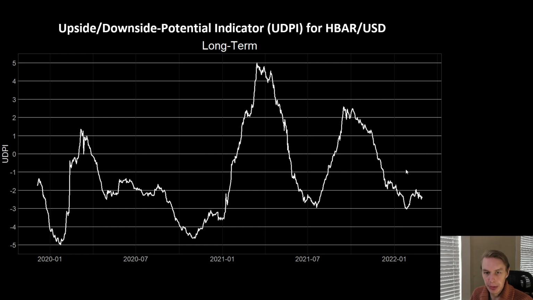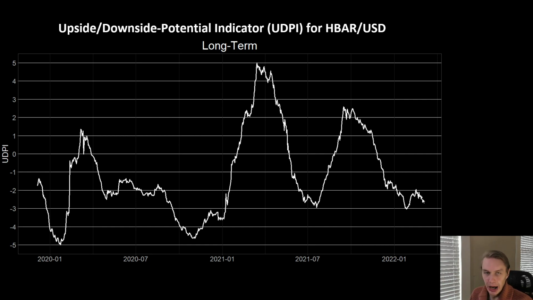I think we can see this a little bit more clearly if I show just the raw output of the model across time. So this is the UDPI level here on the y-axis, and then just across time here. And we can see that we're actually at a very similar level to where we were over the summer, right? Between -2 and -3 was where the UDPI found a bottom back here in the summer. And that seems to be where we might be finding a bottom again here more recently.